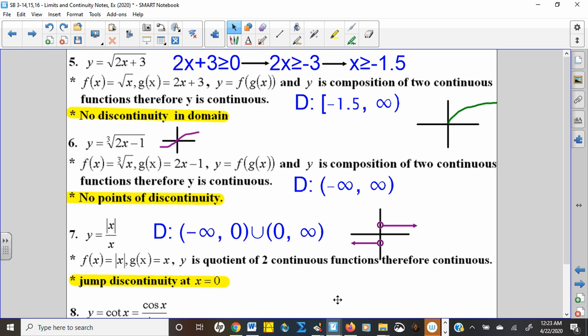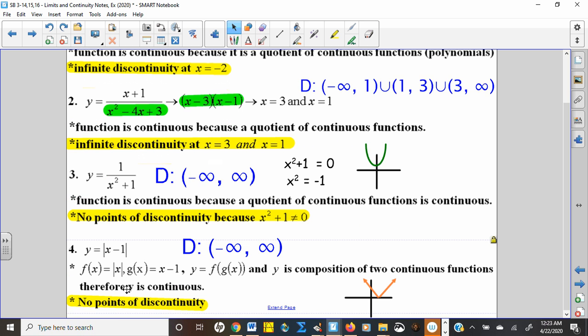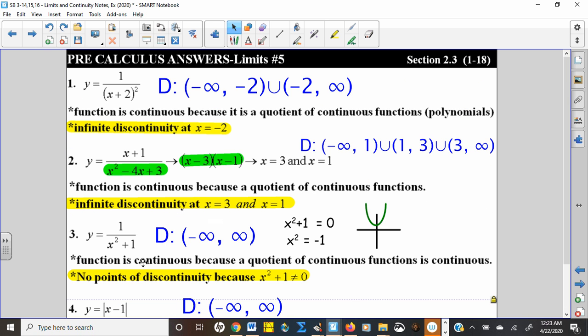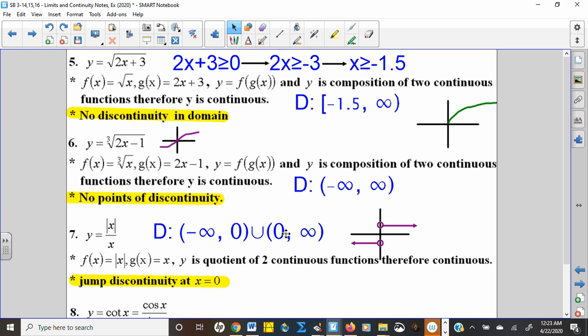Number 4, by the way, no points of discontinuity on number 4, right? That's really what we were trying to answer.